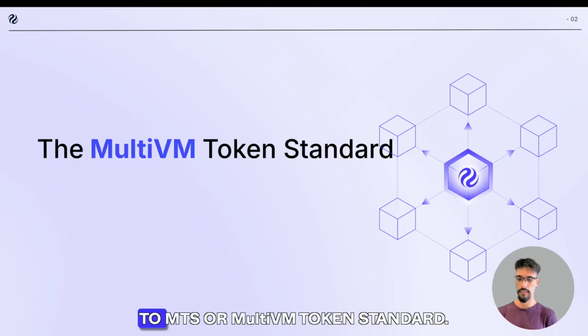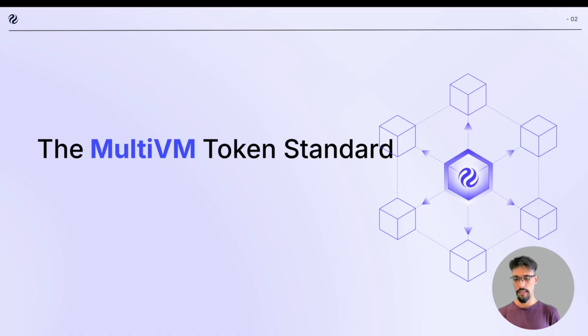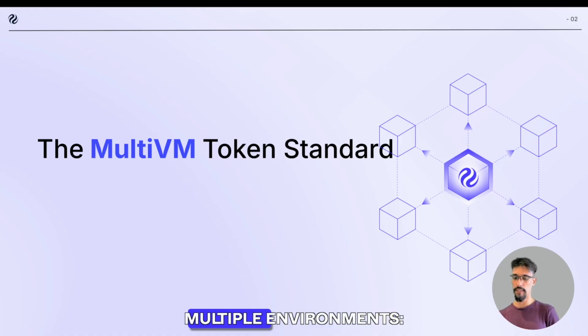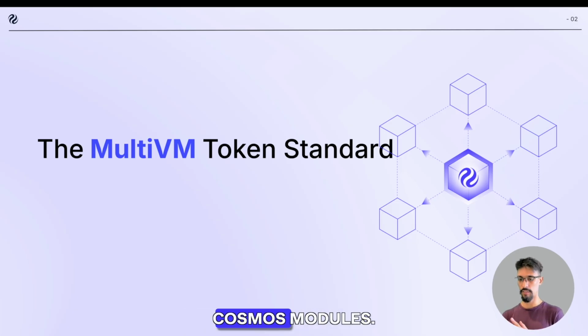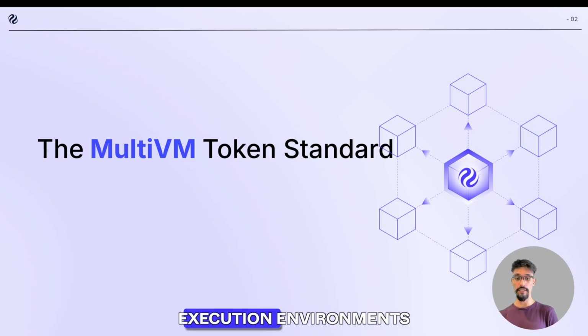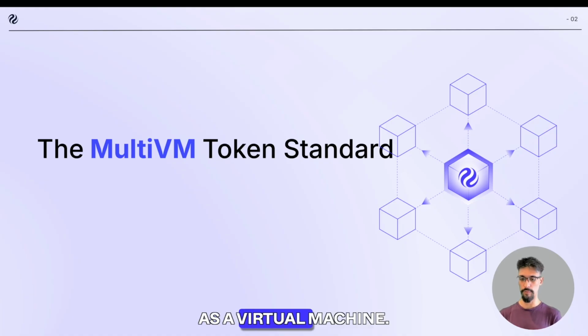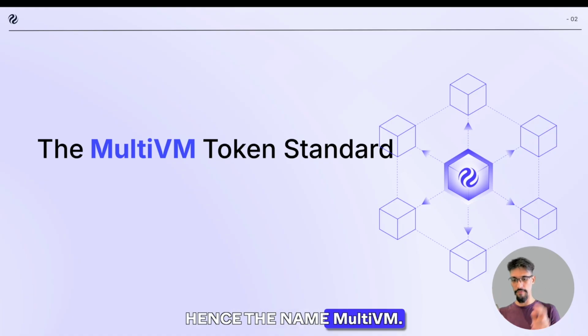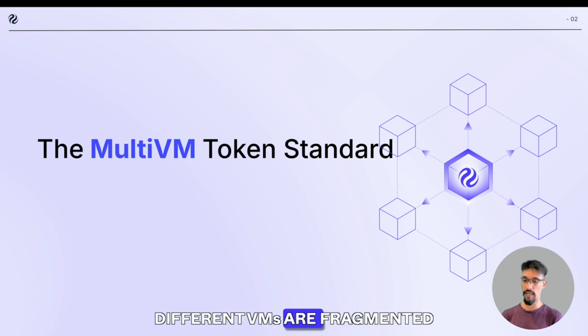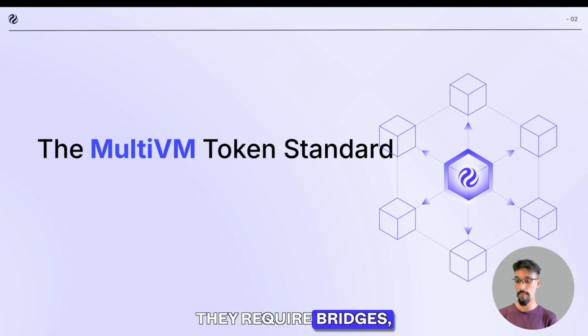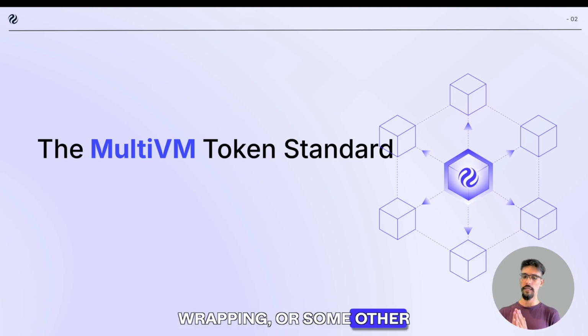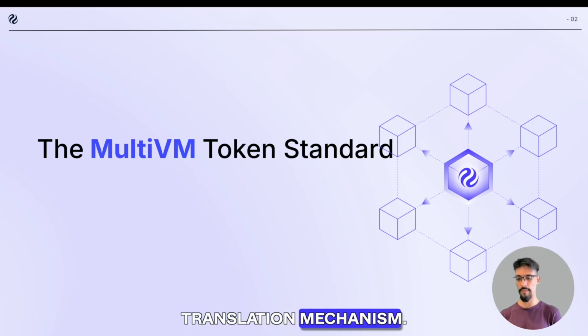Now, this brings us to MTS, or Multi-VM Token Standard. Injective supports multiple environments: EVM, CosmWasm, and standard Cosmos modules. And we refer to each of these execution environments as a virtual machine, hence the name multi-VM. Usually, these assets in different VMs are fragmented. They require bridges, wrapping, or some other conversion or equivalence translation mechanism.